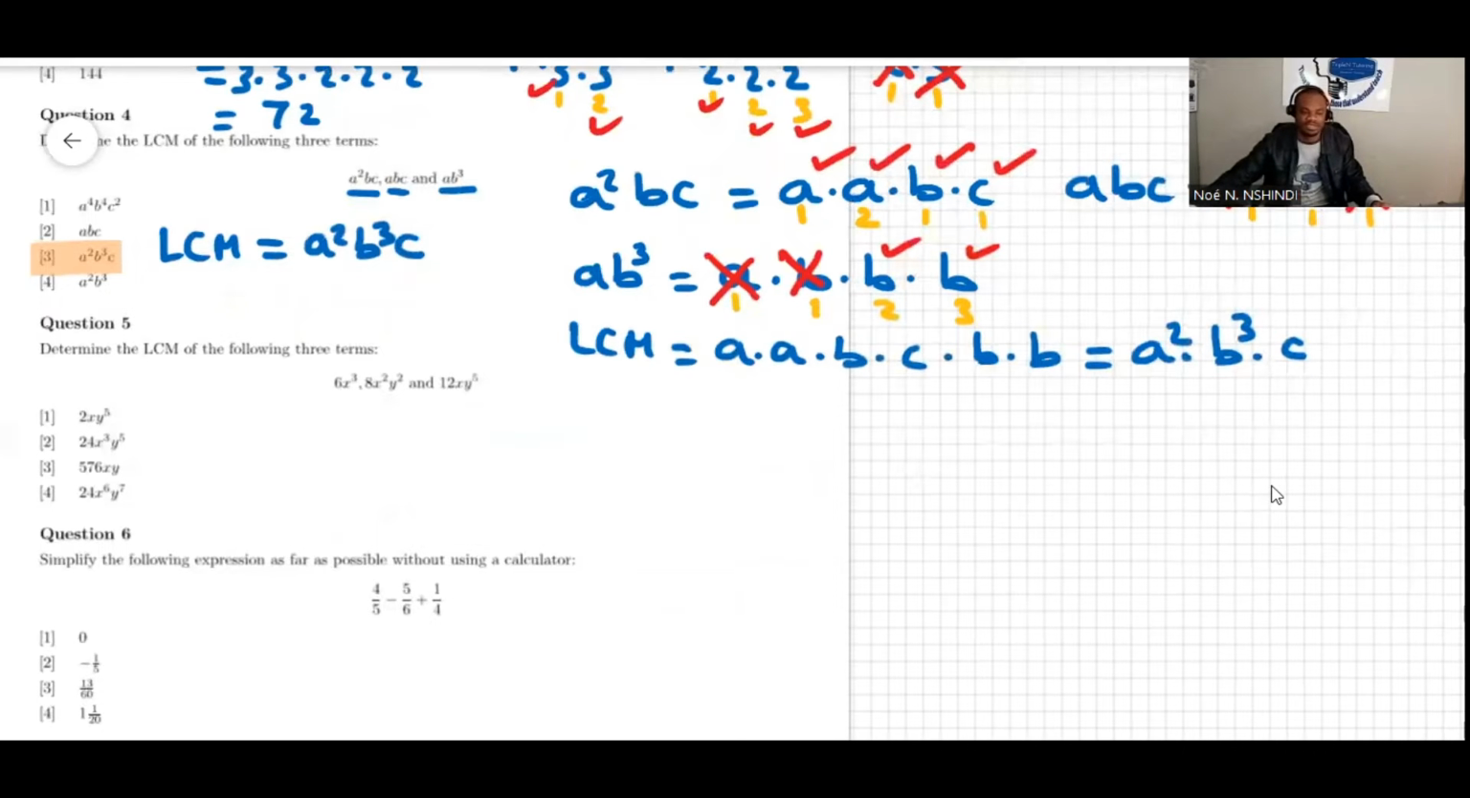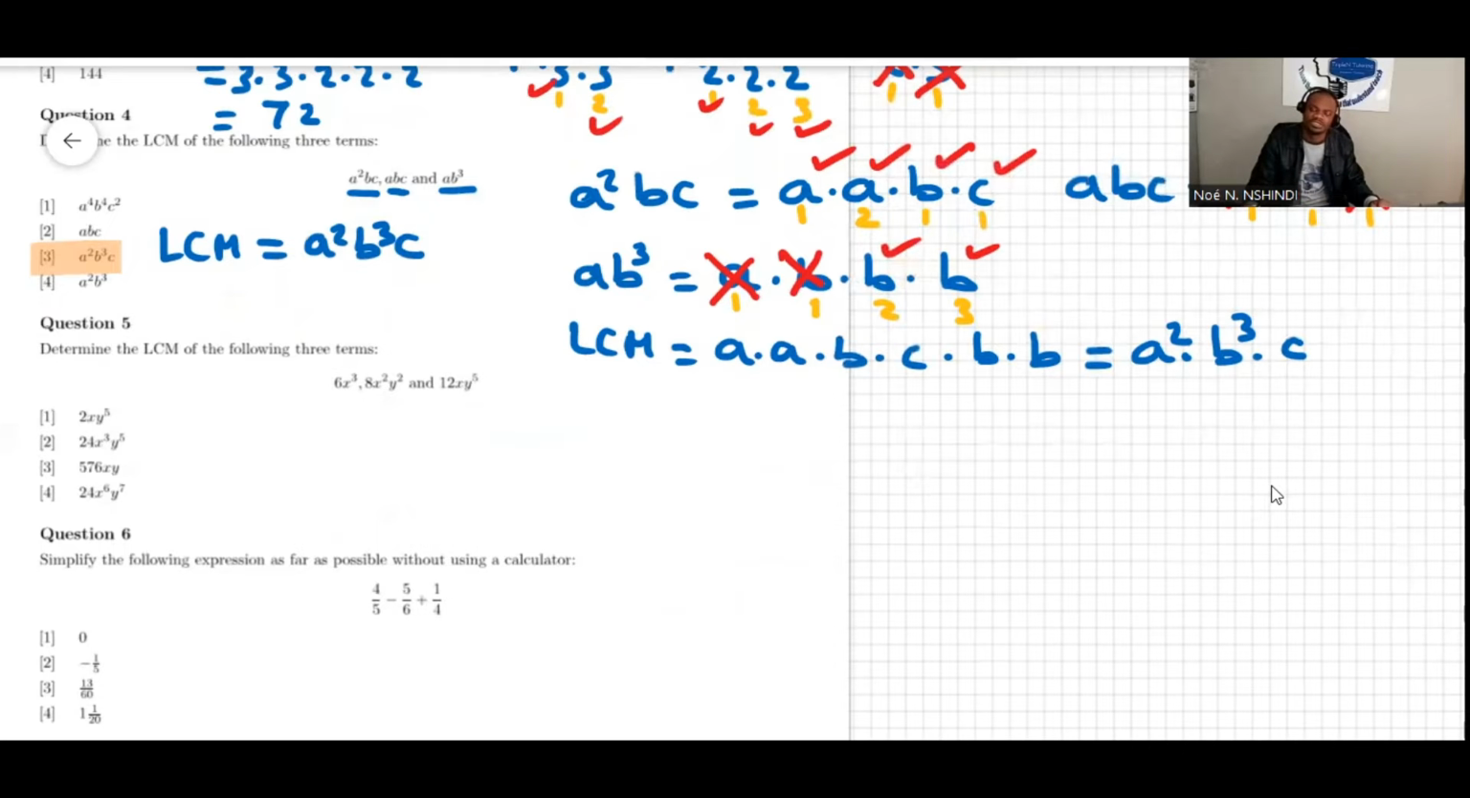The question says, determine the LCM of the following 3 terms. We have 6x cubed, 8x squared y squared, and 12xy to the power 5. Here we have a mix, because we have digits and variables together.